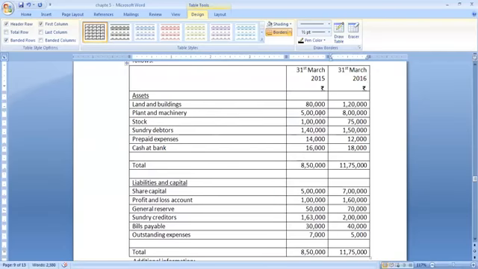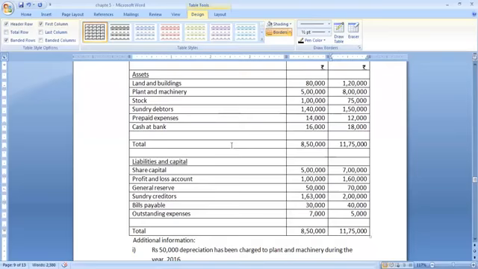Plant and machinery is also increased. Stock is reduced. So reduction or decrease in the stock is an inflow of cash. Sundry debtors is increased. Outflow of cash, it will be minus. Prepaid expenses is reduced. So prepaid expenses is a current asset. Cash at bank is going to be reflected at the end of the cash flow statement.